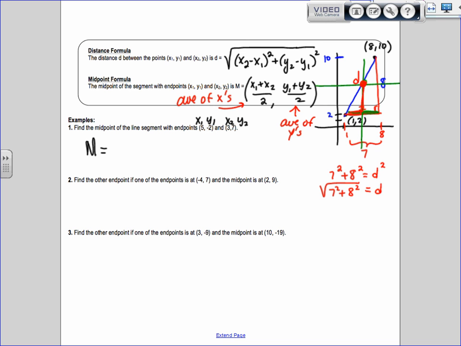So my midpoint for number 1 is going to be 5 plus 3 divided by 2, comma, -2 plus 7 divided by 2. So I get 8 over 2, which is 4. And I get 5 over 2, which I can leave as 5 over 2, or I can write 2.5. So either way. Okay, so that's the midpoint.